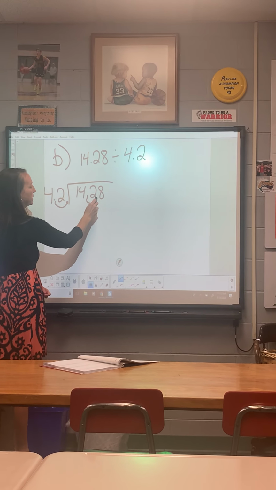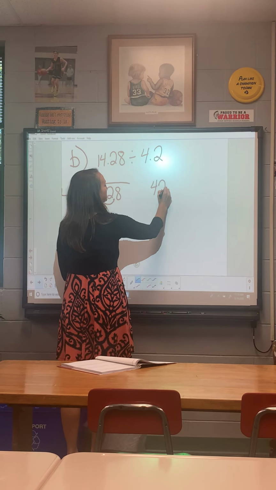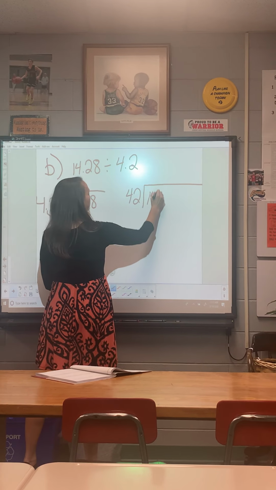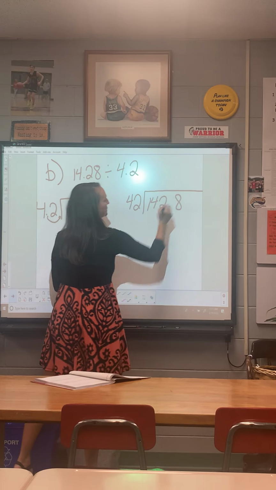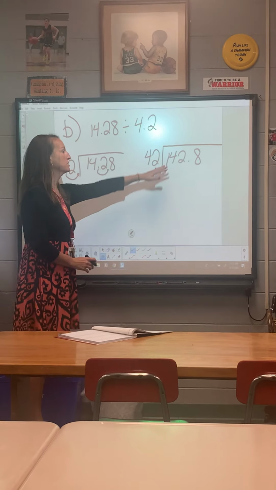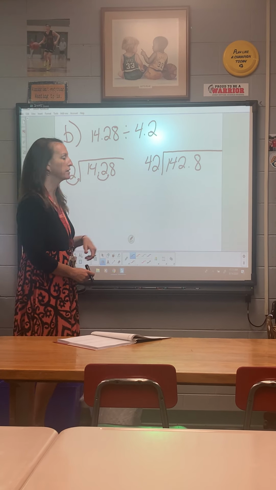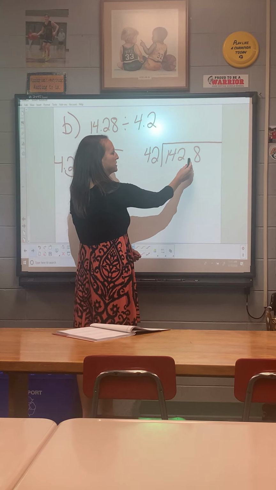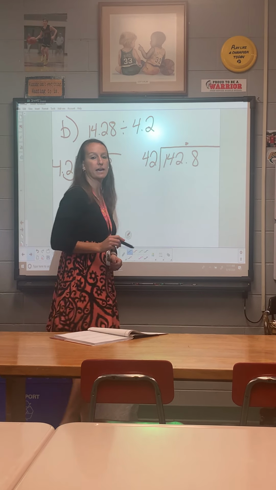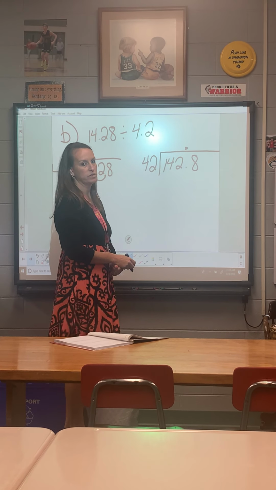So I moved it one place. So this problem becomes 42 into 142.8. So now, decimals on the inside, that's okay. No decimals on the outside, we're good, we're ready to work. Since the decimal's on the inside, we bring it straight up into our answer, and now we can kind of ignore it. So 42, I know doesn't go into 1.